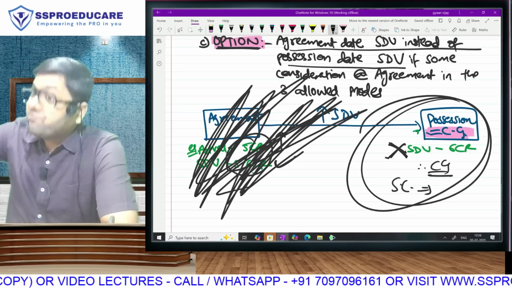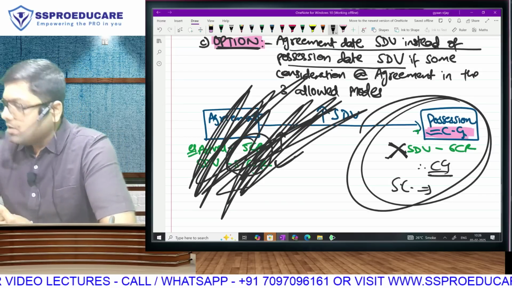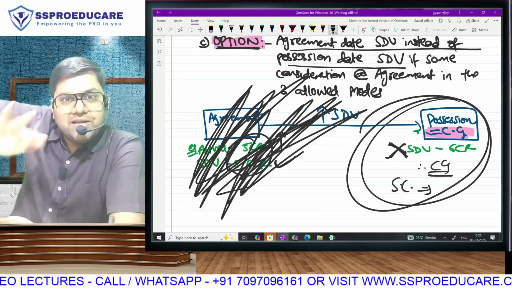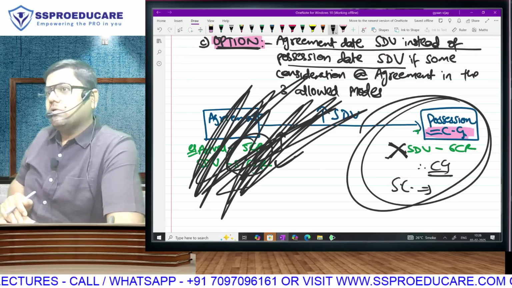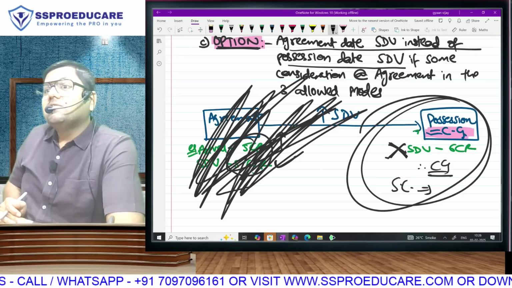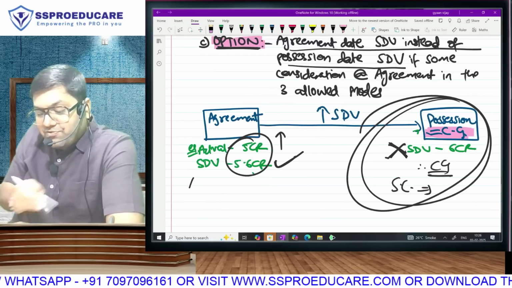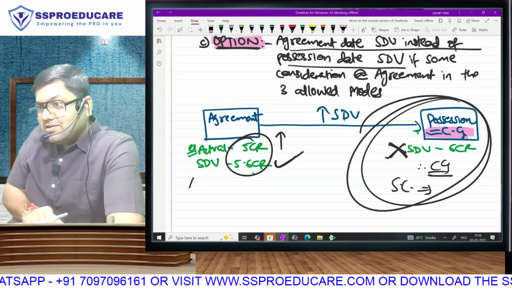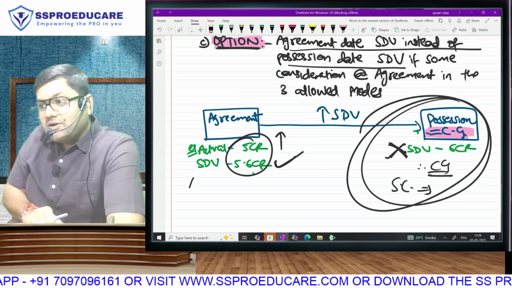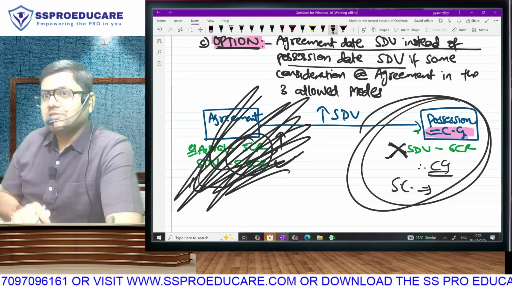What is stamp duty value? If this is the date when everything is happening, there is no past date involved. Agreement, possession, everything is happening now. What is actual? 5 crore. What is stamp duty value? 6 crore. So I should pay tax on 6 crore, whichever is higher, 5 or 6. By chance, if I had done something earlier, I would have paid tax on 5.6. But if I have not done any agreement earlier, then I have to pay tax on 6.